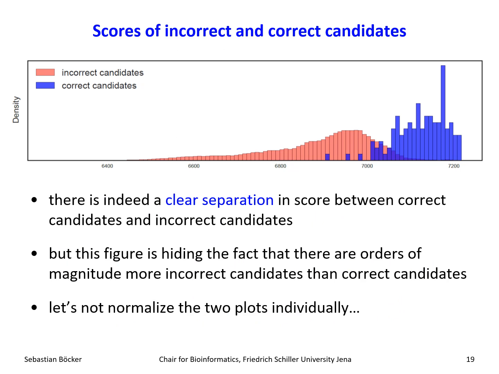Now, one more thing before we start. It is understood that there's a clear differentiation if you look at the score that the incorrect candidate gets and at the score that the correct candidate gets. And I have seen such plots already in publications, and these plots are hiding the fact that there are orders of magnitude more incorrect candidates than correct candidates. I mean, if you search in PubChem and you have 10,000 candidates, then 9,999 must be incorrect, and at most one can be correct. So let's not normalize the two plots individually. Then you can actually see what is going wrong here.